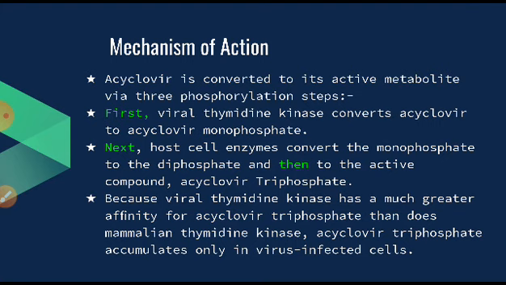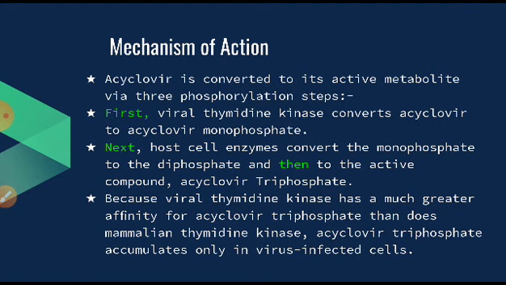Then what happens? A host cell enzyme converts the monophosphate to the diphosphate. Now you see, both are playing a role here. The first conversion is done by the viral enzyme, the second conversion by the host enzyme. So the host cell enzyme converts the monophosphate to the diphosphate and then to the active compound. The first conversion is done by the viral enzyme, and the second and third by the host enzyme, and then it forms acyclovir triphosphate, right? So now acyclovir triphosphate has been formed.